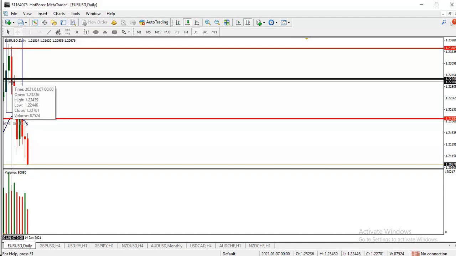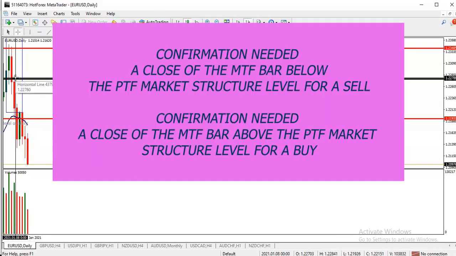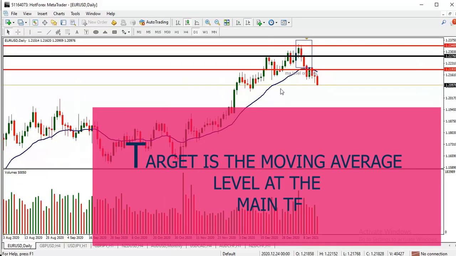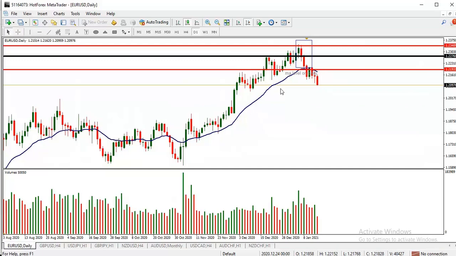A close of the main time frame below the market structure level is going to do what? It's going to give us what? The moving average target of the daily time frame. Remember I said the moving average is the target from the main time frame. That is where we get our target from. The moving average at the main time frame level. Look at it. It is a retracement strategy.